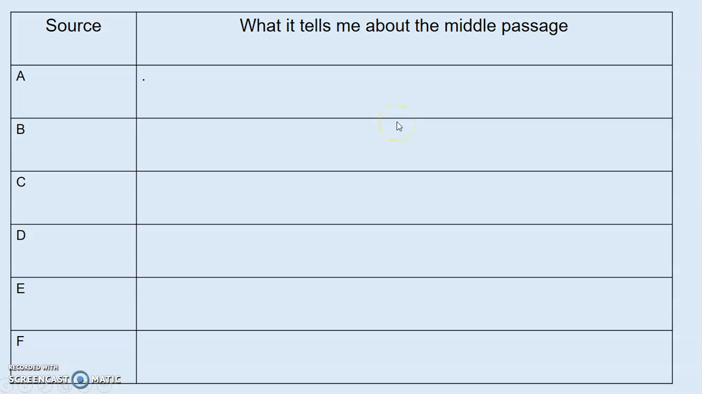So now we're going to look at some sources from the time to find out more information about the Middle Passage. We're going to look at 6 different sources. I want you to take a moment to pause the video and draw this table in your book. You will need at least a page to fit the information on.